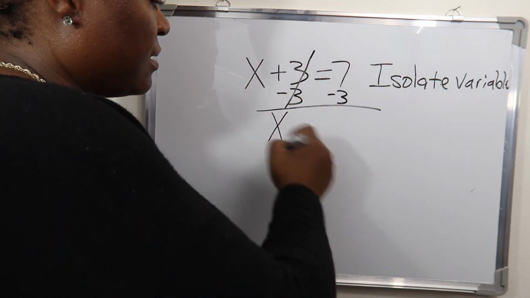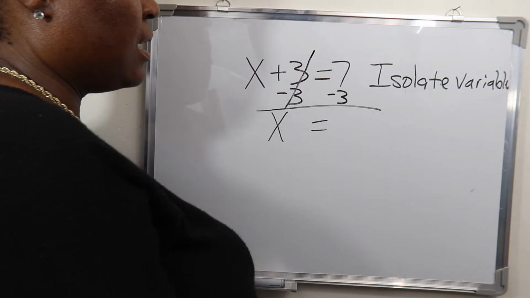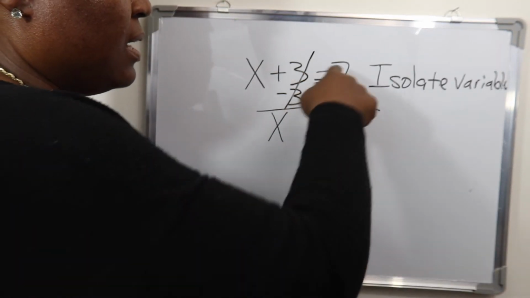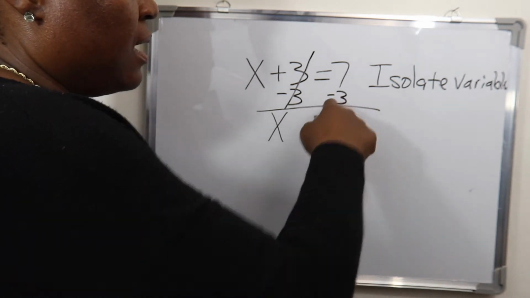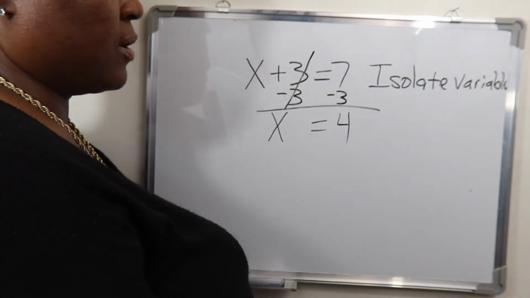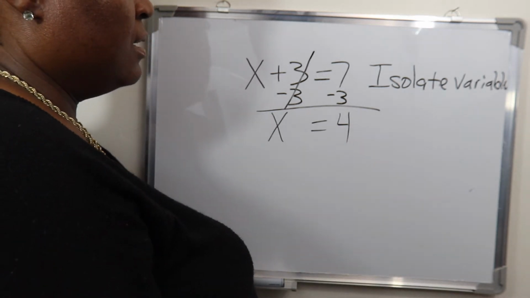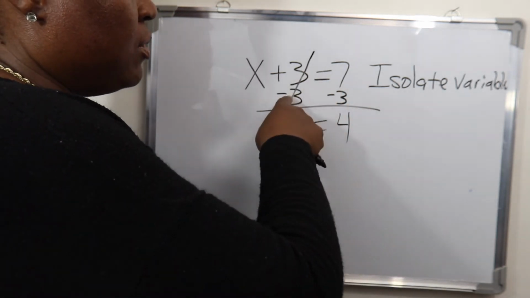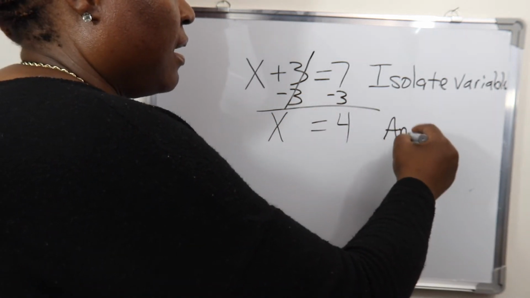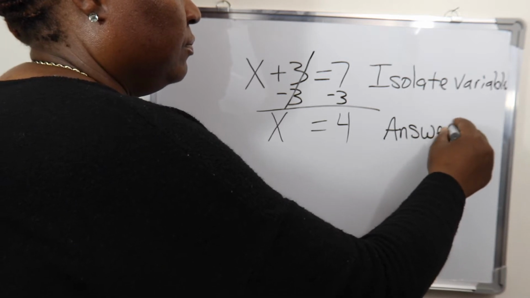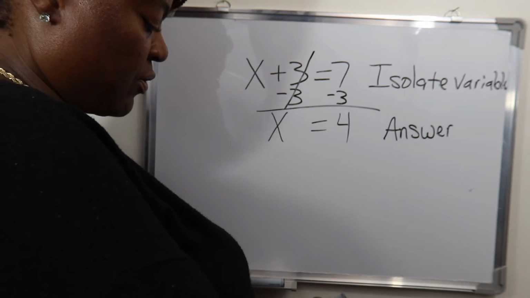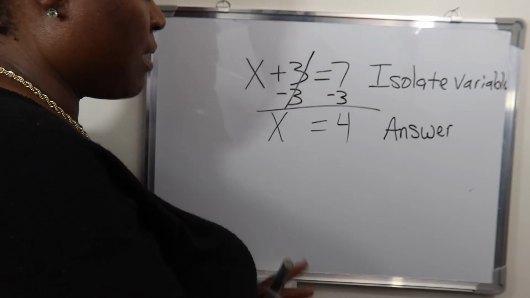So I bring down the x, bring down the equal sign, and now I say 7 minus 3. Right? Because I have 7 positives and 3 negatives. So that's going to be 4. Okay? So in order to isolate the variable, we move that 3 out the way, and then we get to our answer. Alright? So x equals 4. Let's do another problem.